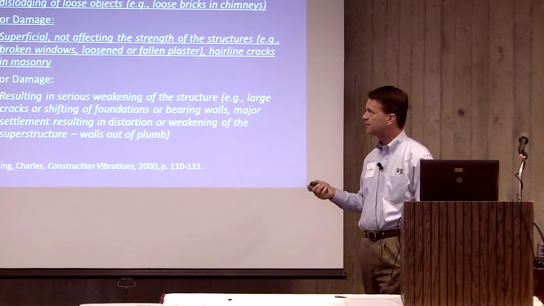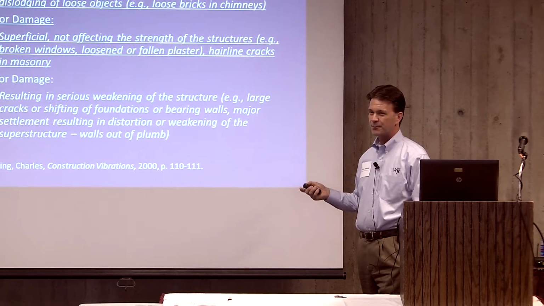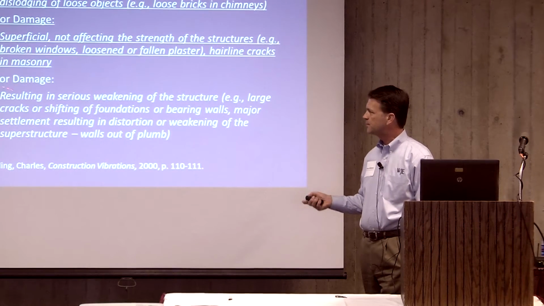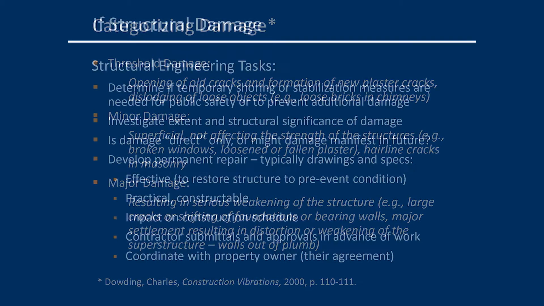Minor damage, and remember, do you remember the numbers? I mean, threshold damage never happened below 0.5. Minor damage was like 3 or 4 inches per second before this started to be observed, and major up to 8. So this is things like cracking a brick, maybe cracking windows. Major damage would be foundation damage or something to the structure. All right, so let's keep those definitions in mind.